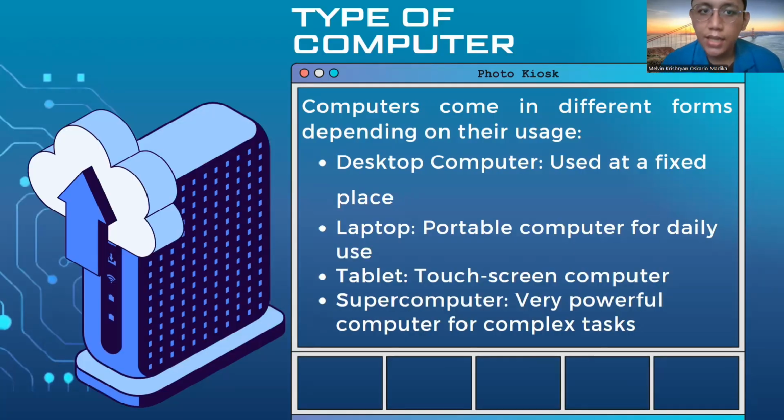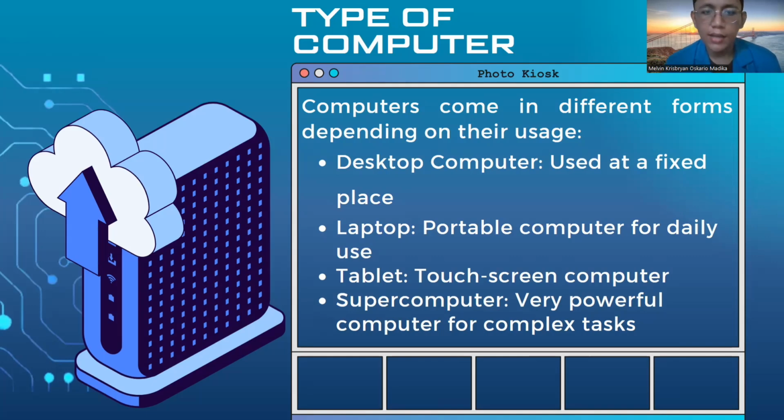And on this next slide, I will explain the types of computers. A computer comes in different forms depending on its usage and function. First, there is the desktop computer. A desktop computer is usually used in one fixed place, such as an office, school, or home. And second, there is the laptop. A laptop is a portable computer that you can carry easily and use for daily activities like studying, working, and browsing on the internet.